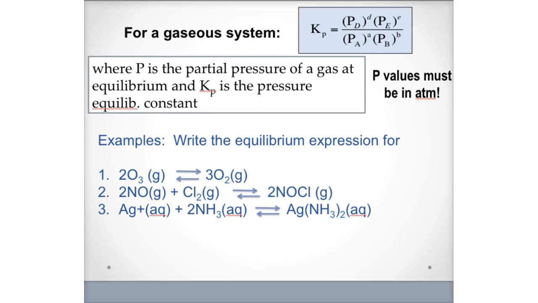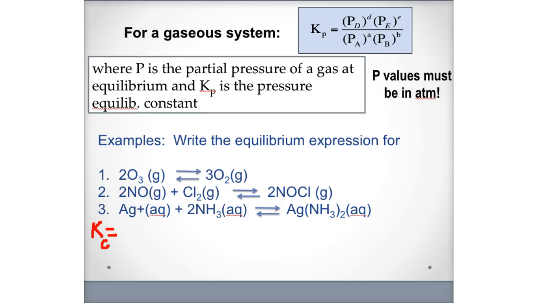Okay, so I'm going to do the first two examples and then you try the third one. It says here, write the equilibrium expression for these three reactions. So the first thing we need to do is set it up. I'm going to do the first one. So K is equal to, and you need to specify whether it's concentration or pressure. I'm going to do it based on concentration.